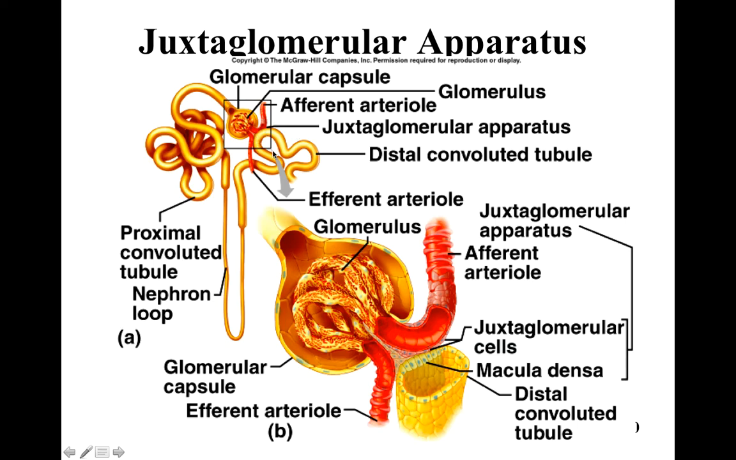There's two kinds of cells in the juxtaglomerular apparatus. There are macula densa cells, which are basically right here, macula densa cells, and those are really tightly packed together epithelial cells of the ascending limb, and the juxtaglomerular cells are smooth muscle cells. So these are the juxtaglomerular cells in here.